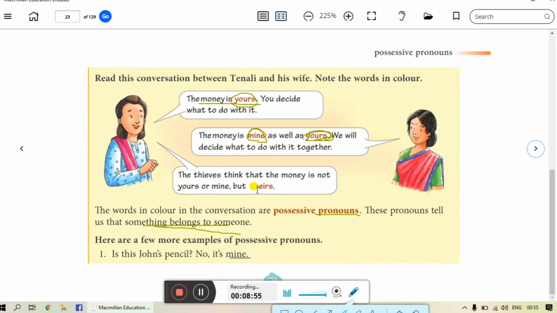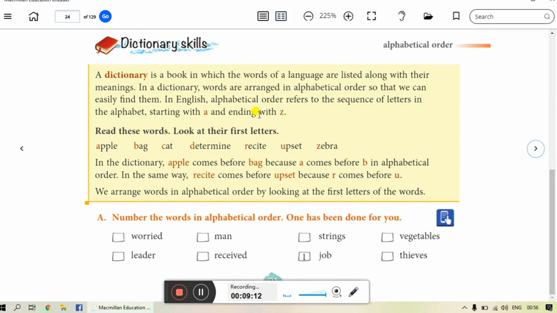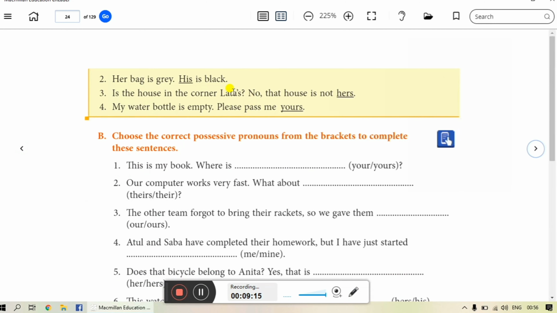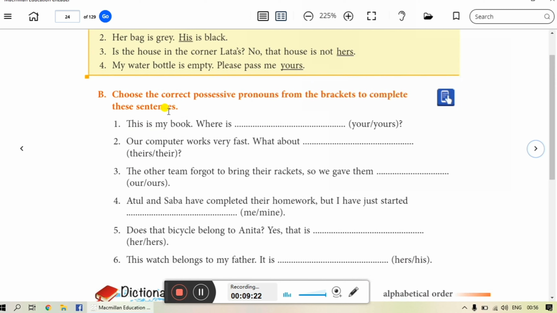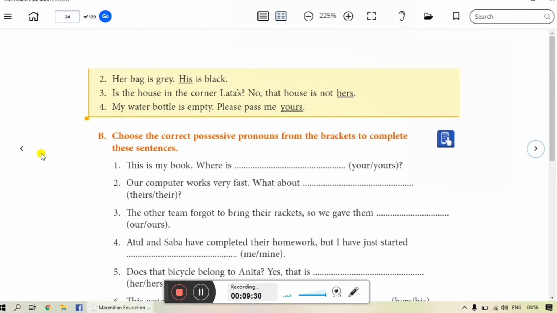So when you're using mine, yours, theirs for a group of people, you're talking about belonging, and these pronouns are called possessive pronouns. And there are some examples which you can read, like mine, his, hers, yours. These are possessive pronouns. So you'll fill up these blanks using possessive pronouns, where you will talk about belongingness, what belongs to whom.